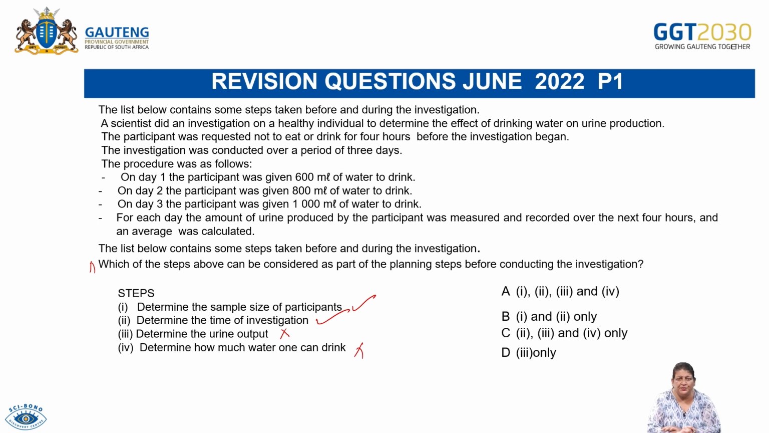Now, these two planning steps are universal. They will go with any investigation. And you can see the answer there is 1 and 2, where you must determine the sample size of the participants, and you must also determine the time of your investigation.